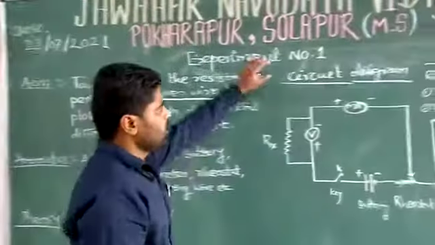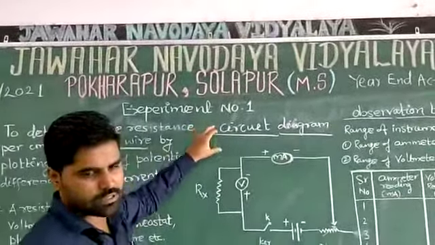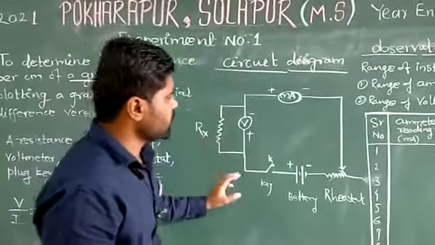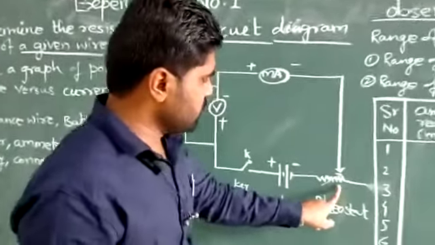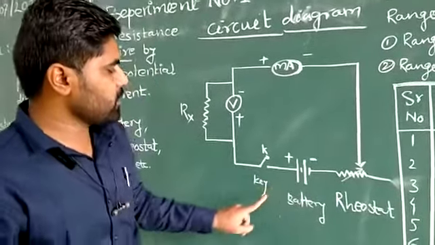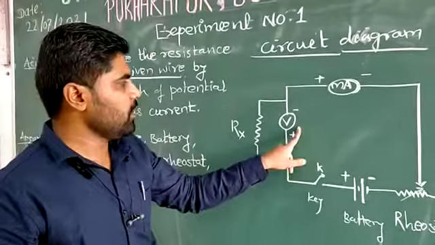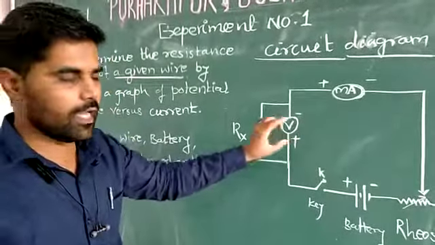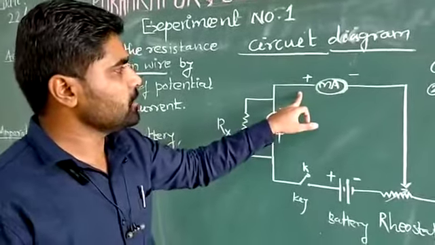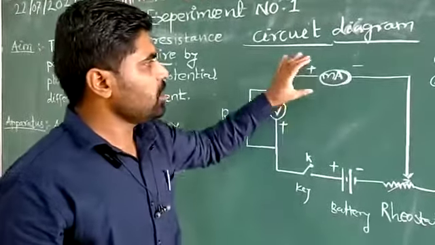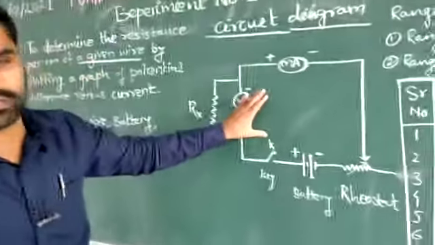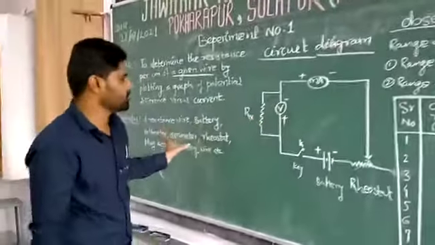So here is the circuit diagram. With this circuit diagram we have to perform today's experiment. First, there is a rheostat connected. Here is a battery eliminator and key, and a voltmeter. Across the voltmeter the resistance wire is connected in parallel, and in series the ammeter is connected. This is the circuit diagram, and with it we have to connect all the apparatus.